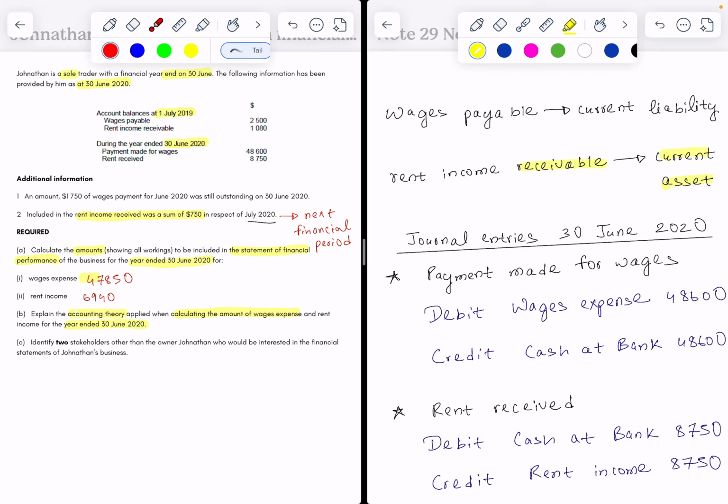Now, you are also given some extra information with regards to cash inflows and outflows. During the year ended 30 June 2020, we are given the payment made for wages, which is $48,600, and then we are given the rent received of $8,750. Now, how can we journalize these two transactions that happened during the year ended 30 June 2020?